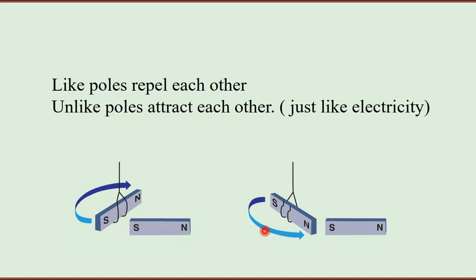In another case, for example, if this is the case, the suspended bar magnet will rotate such that N will get close to S so that there will be an attraction here. If they're close enough, they will attach to each other.